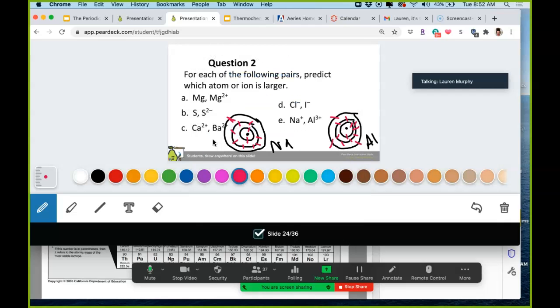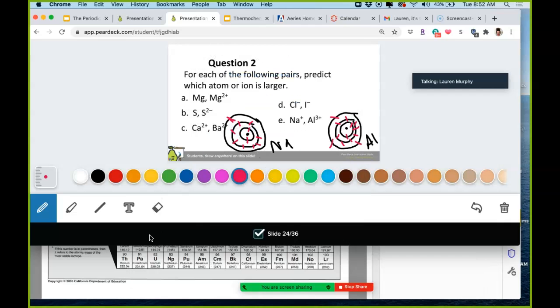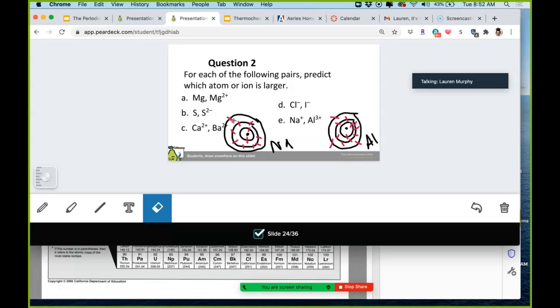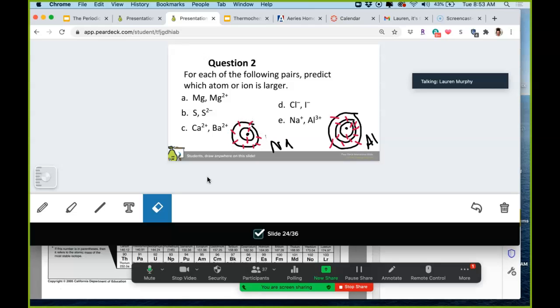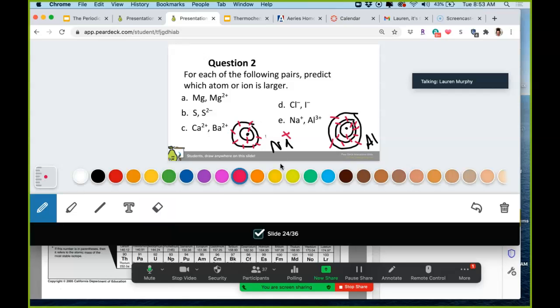Ooh, Hannah sent me a message and she got it right, but I'm gonna keep going. So this is neutral sodium, this is neutral aluminum. What does +1 mean? +1 means you lose one valence electron. So I'm gonna lose this one, right? Now, I don't have any electrons in this outermost shell anymore, so I'm gonna get rid of it. I don't have any electrons out there. Okay? Now this is sodium cation, +1.